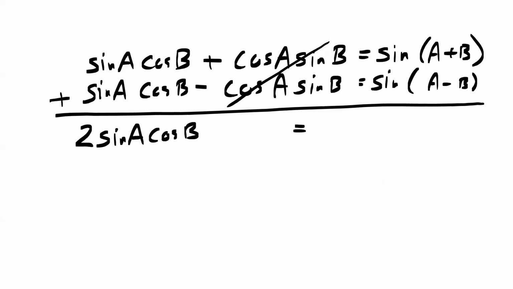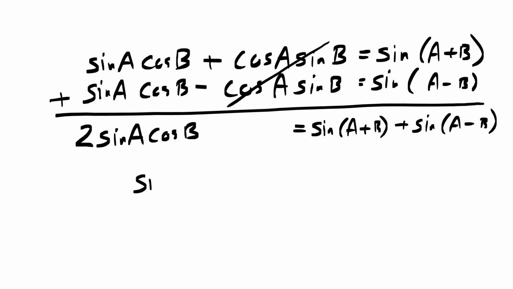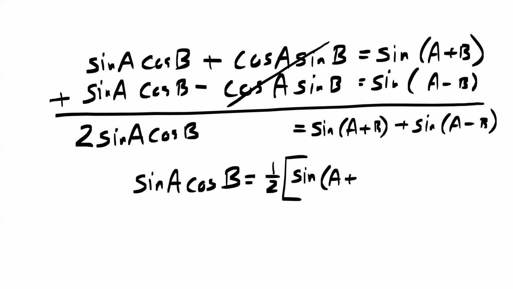So the right-hand side of the equal sign now becomes sine of A plus B plus sine of A minus B. Okay, so the only thing we've got to do is divide by 2. If you divide by 2 everywhere, you get this right here, which is 1/2 as a multiplier all the way out in front, according to our little formula sheet. And there it is. Or you could divide by 2. Either one or the other is just fine.